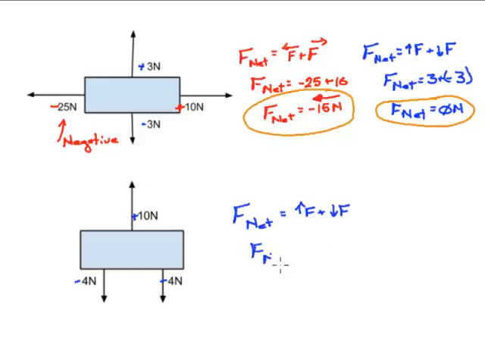And so when I replace numbers, I get positive 10 plus a negative 4 plus a negative 4. When I do the math, I get plus 2 newtons, and it's going in this direction just to cover all of my bases.